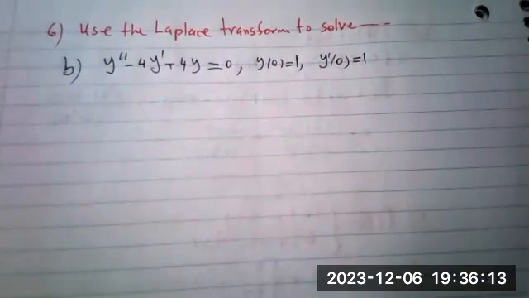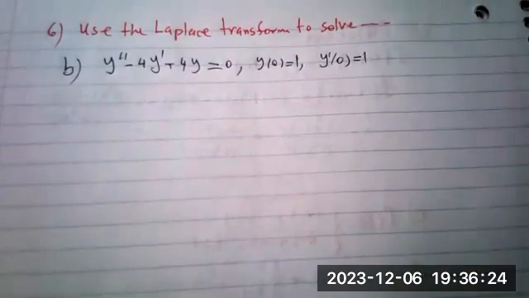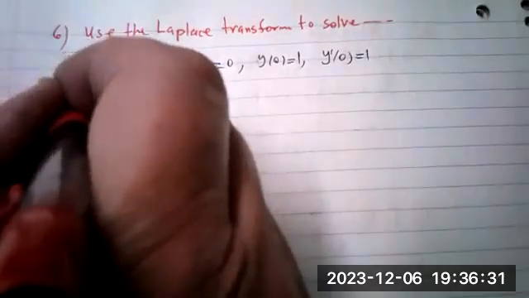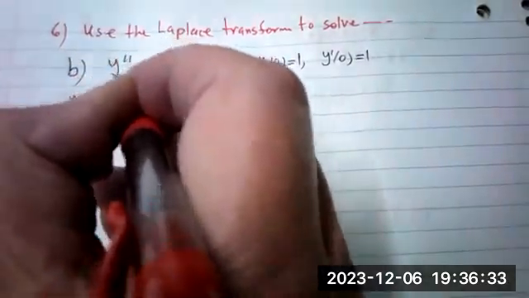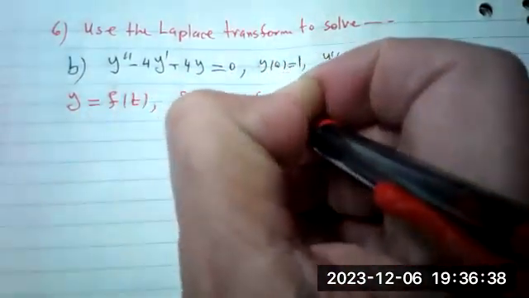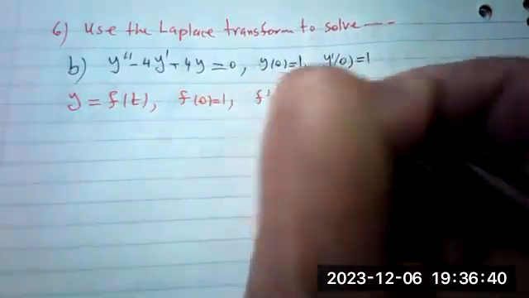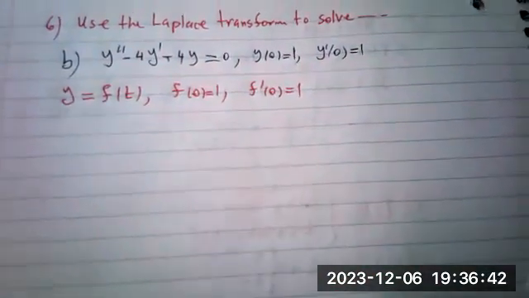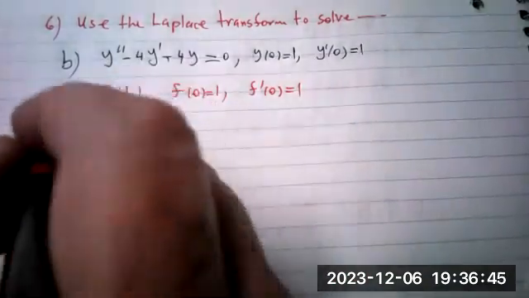Probably you need to use the translation theorem. You know how we're going to do it. We replace the y by f of t, find the Laplace of those derivatives, change it into an algebraic equation with the Laplace transform, and at the end, we find the Laplace inverse. So there you are. We take y to be f of t, so the initial conditions would be f of 0 equal to 1 and f prime of 0 equal to 1. Now take the Laplace transform of these.